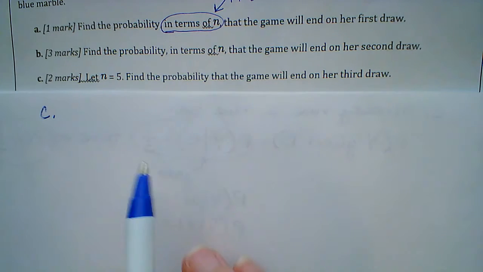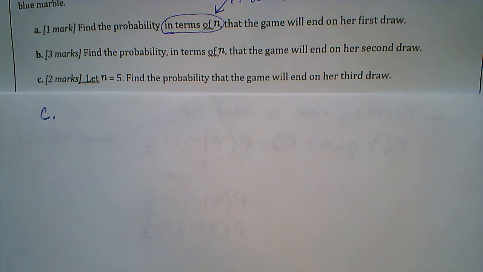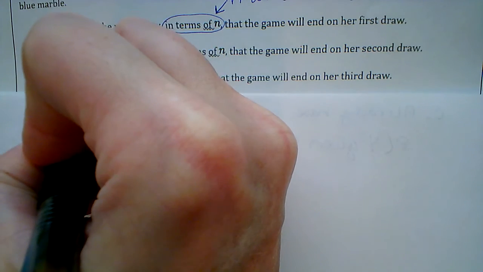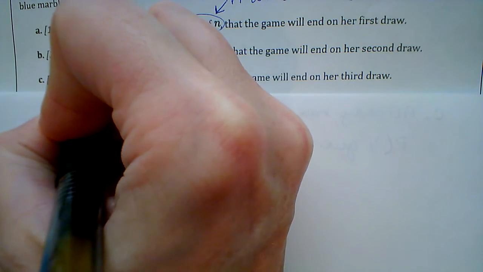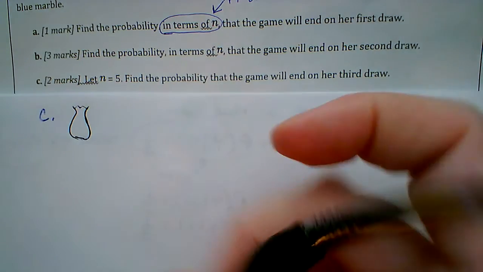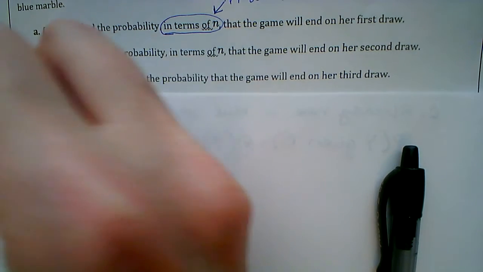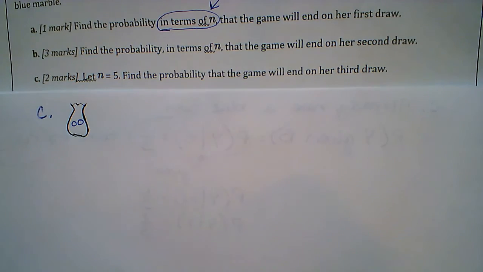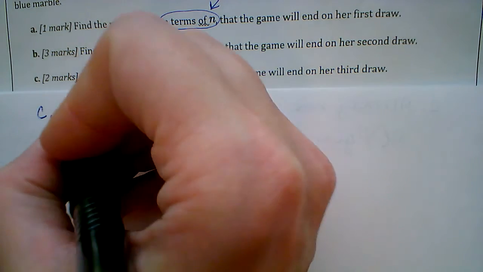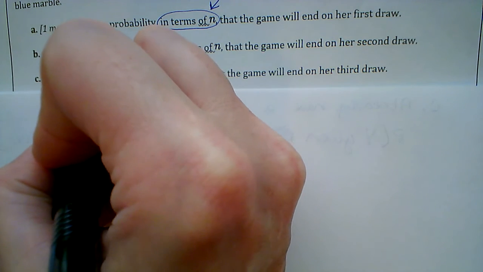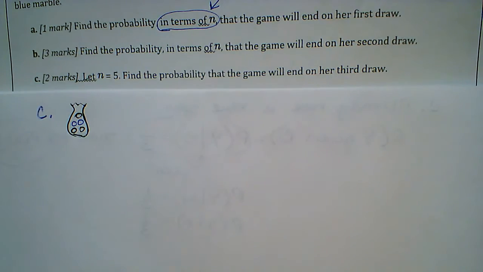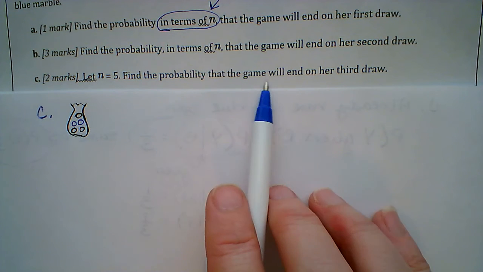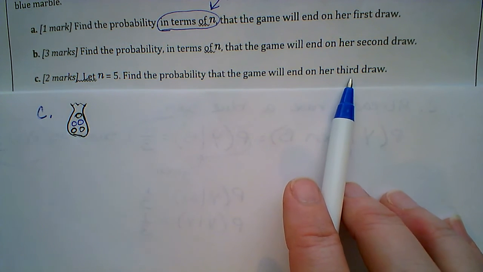Part C. So let n be equal to 5. All right, I have a number to work with. I've got 5 marbles in the bag. So now I can draw a little bag or something that vaguely resembles a bag. And I've got 5 marbles, so I've got 1, 2 blue marbles. It kind of looks like a face, a little hairdo up there or something. Anyways, 1, 2, and 3, 4, 5. So I've got 5 total marbles. 2 of them are blue. They're all in our bag. Find the probability that the game will end on her 3rd throw.